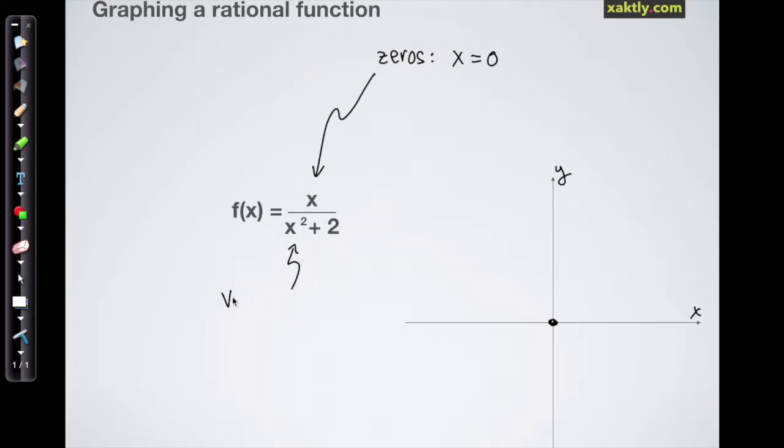Now for the vertical asymptotes. These are the zeros of the denominator, and when we solve for those, we see that the only zeros are non-real, so that means there are no vertical asymptotes in the graph of this function at all.